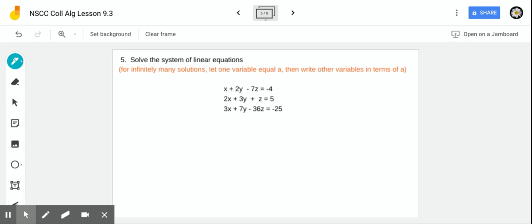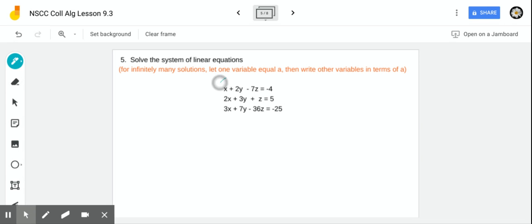All right, let's solve this system of equations. We first need to choose a variable to eliminate. I'm going to pick x. Hopefully you've noticed that we want to pick things that have one of the coefficients of 1. That's going to make the problem a lot easier. So that's why I'm choosing x.